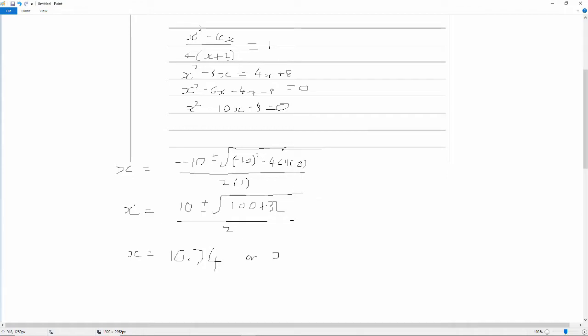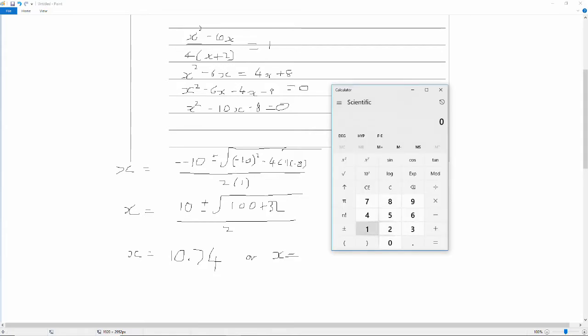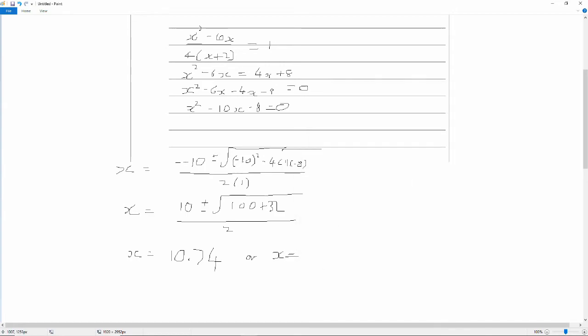Or x is equal to, and then I get the calculator. So this time it's 10 minus the square root of 132, equals, divide by 2, negative 0.7445. So again, negative 0.74. Phew, we really earned our 6 marks there.